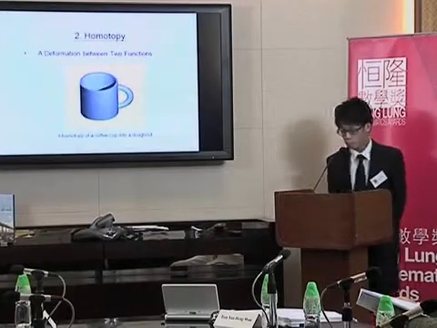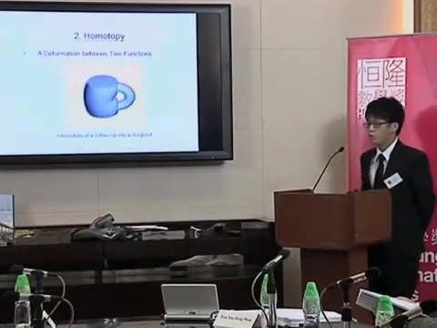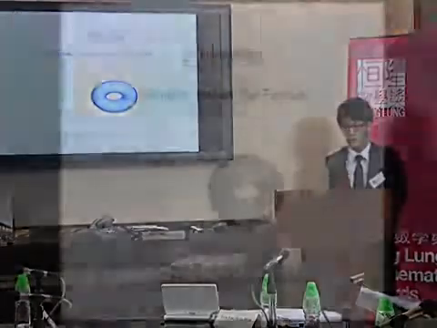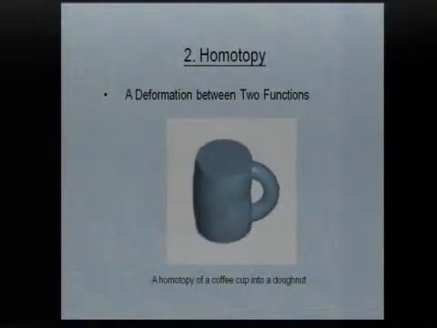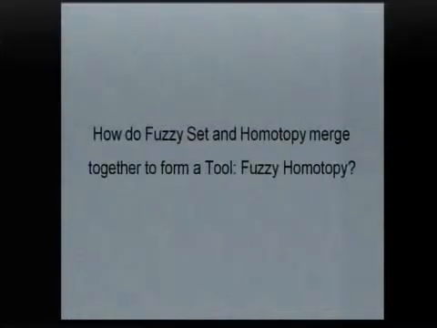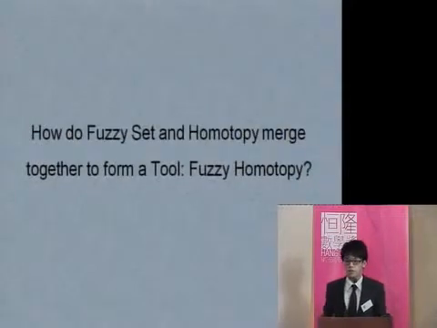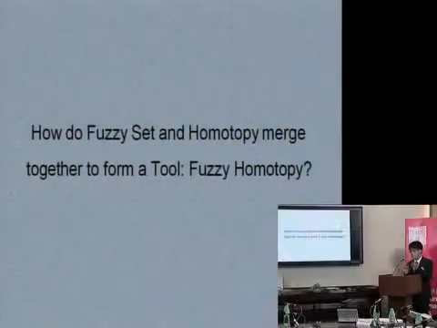However, with these two very different concepts, fuzzy and homotopy, how can we combine them together to produce a meaningful tool? This is my main question. Homotopy differs from fuzzy in the sense that it involves topological space. So in order to merge them together, you first have to create a fuzzy topological space, so that you can put these two ideas on the same level.